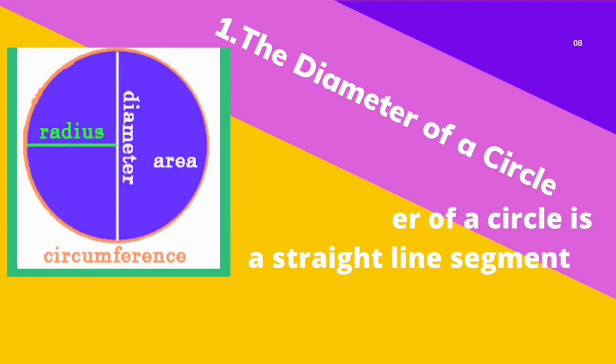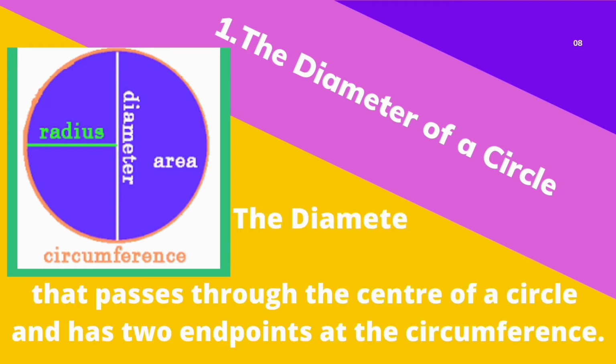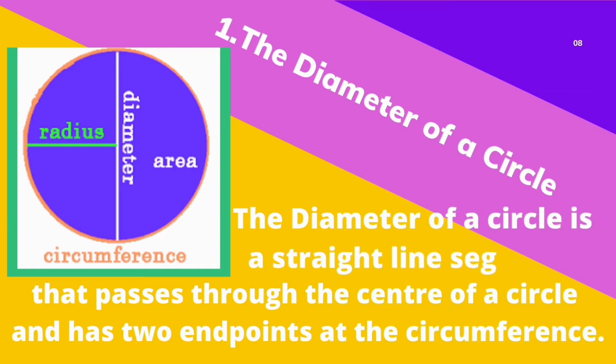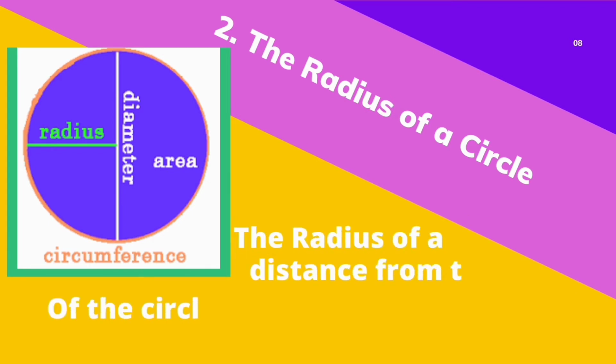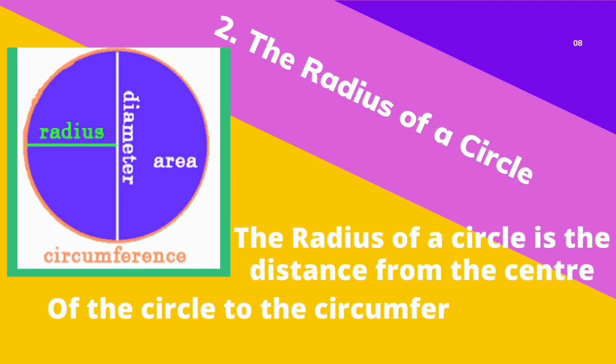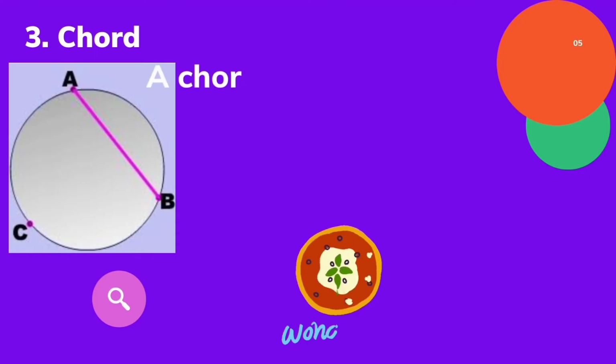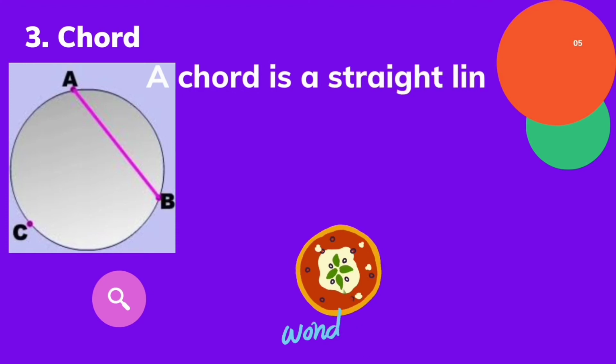The diameter of a circle is a straight line segment which passes through the center of the circle and has two endpoints on the circumference or the perimeter of the circle. The next one we'll be looking at is the radius of a circle. The radius of a circle is the distance from the center of the circle to any part of the circumference of the circle. The third part we'll be looking at is the chord.